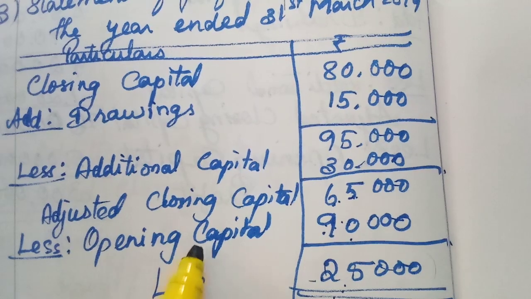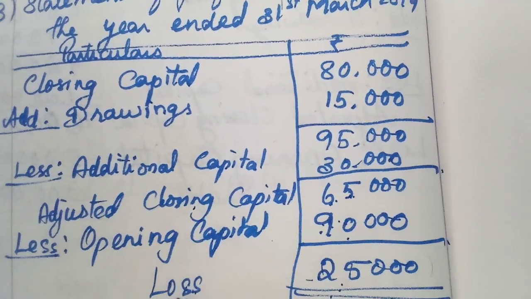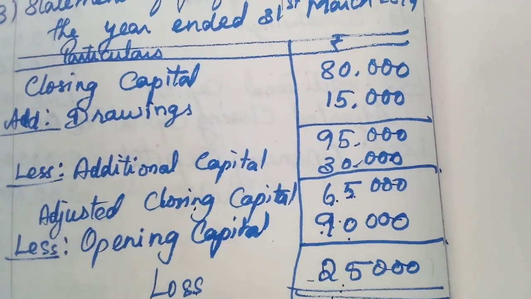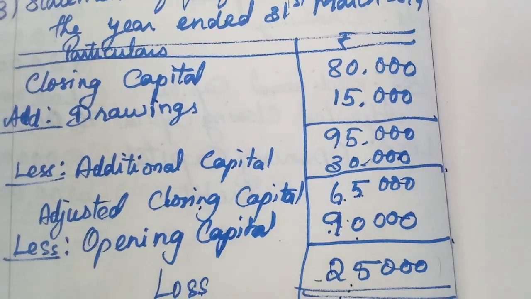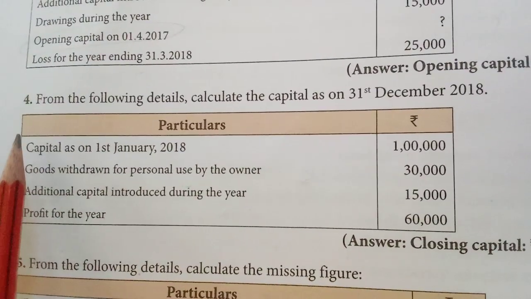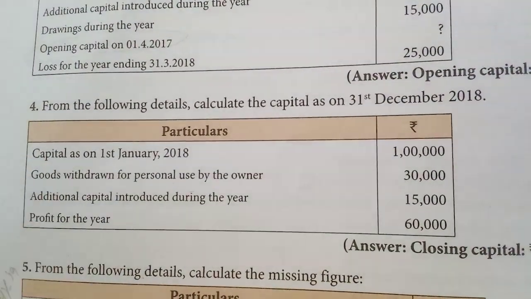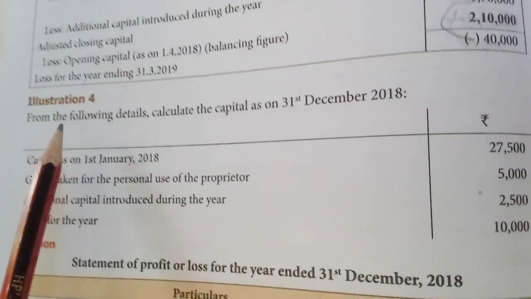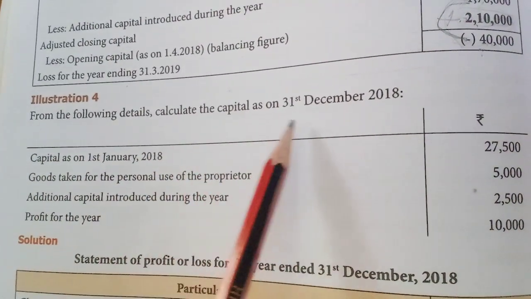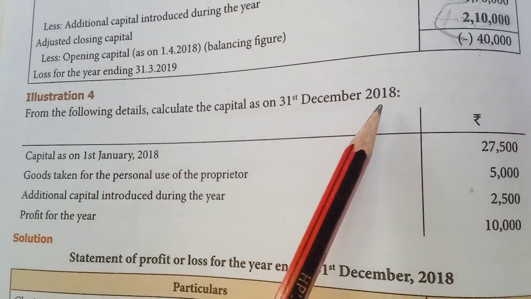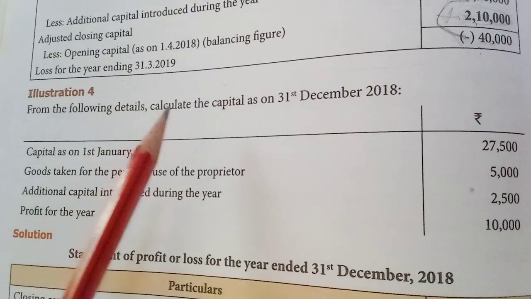The only statement you have to remember is that opening capital will be more than the closing capital if it is a loss. Okay, we will see the fourth example and exercise. Now we will see the fourth illustration. From the following details, calculate the capital as on 31st December 2018. Here they have asked for the closing capital.